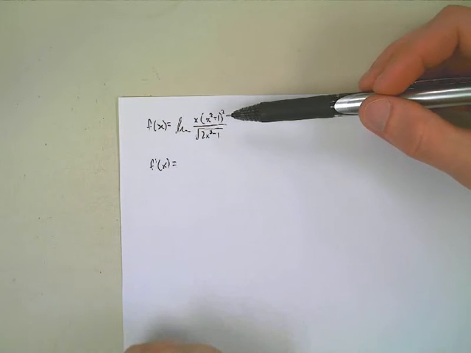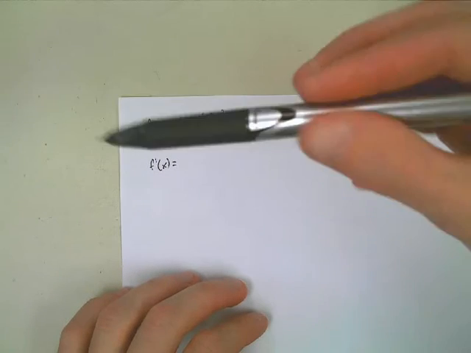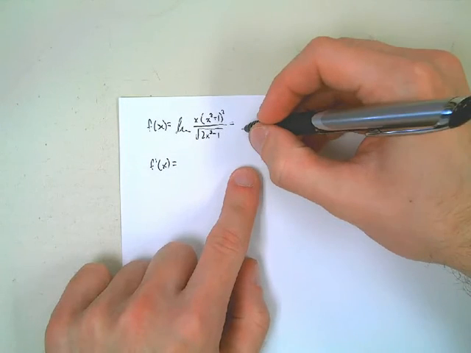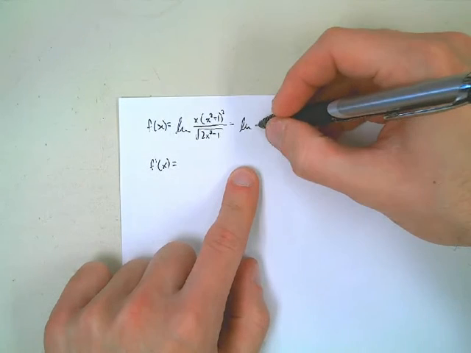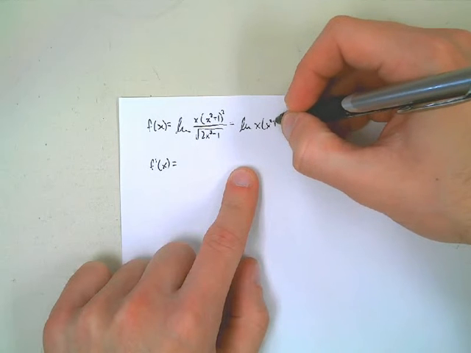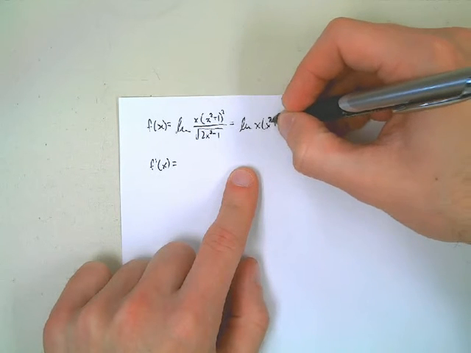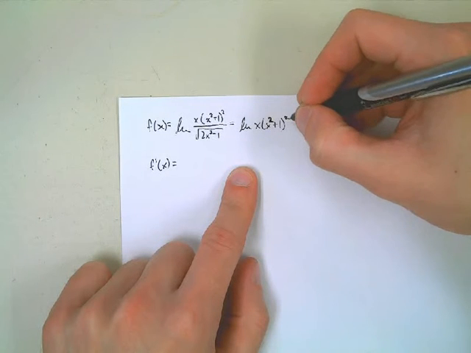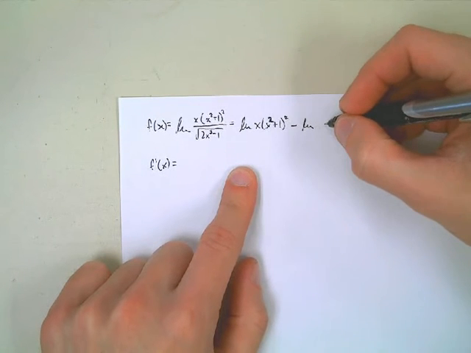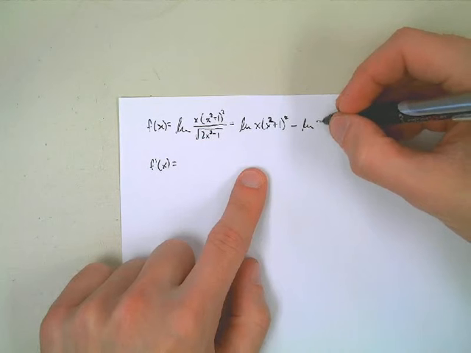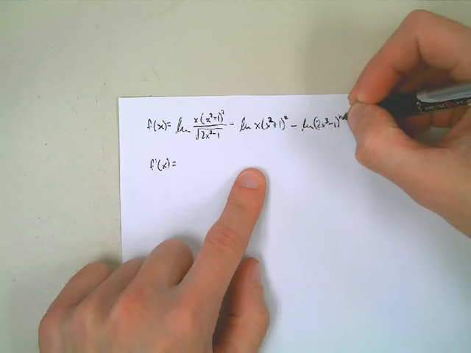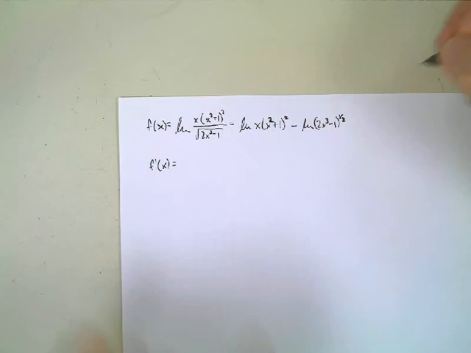Division inside the natural log can become subtraction on the outside. I'm also going to change the square root to x to the 1/2 power. So, okay, like so. I'm going to zoom out some. There we go. All right, Caleb, is there any other way we can simplify this?